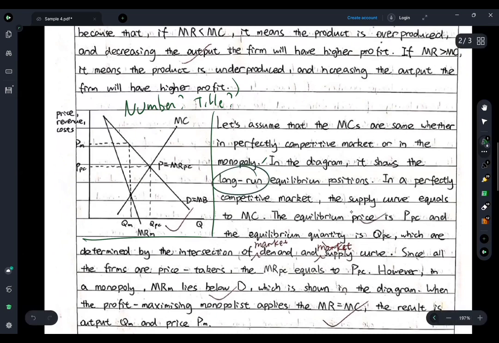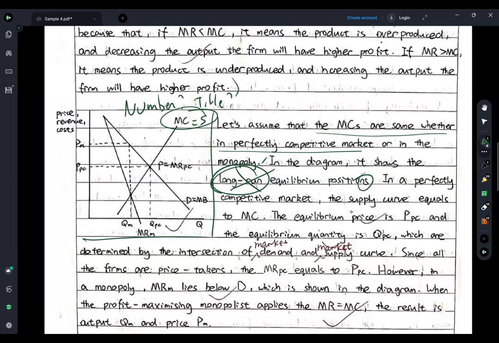What makes it long run? Nothing makes it long run here. We can just say the equilibrium positions of what? Of monopoly and perfect competition. Should be clear. In a perfectly competitive market, supply is equal to MC. Well, you could argue that the MC is the supply curve in perfect competition. Okay. If the marginal costs are the same as in perfect competition, then the marginal cost of the monopolist is the same as the market supply curve in perfect competition. So yeah, that makes it easy to justify that this is the equilibrium in perfect competition, where supply is equal to demand.